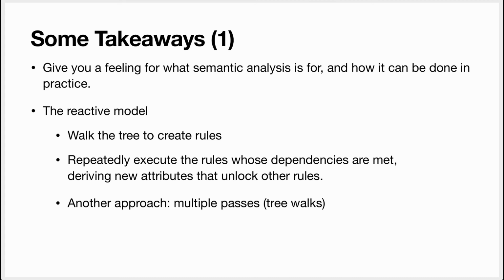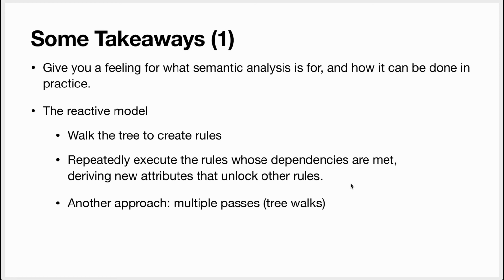Okay. In particular, I've shown you the reactive model, which is what's implemented in the Uranium tool. And in this model, there's basically two steps. In the first step, we walk the tree to create rules, which work on attributes. And attributes are made of an AST node and a name. And then once we have created all these rules, we repeatedly execute the rules whose dependencies are met. So at the start, there are some very trivial rules that do not need any dependencies, and we can run those. And then these will create new attributes. They will derive the value of new attributes. And these attributes can be used to run new rules, etc., etc. And hopefully, at the end, we've run everything that we want to run.